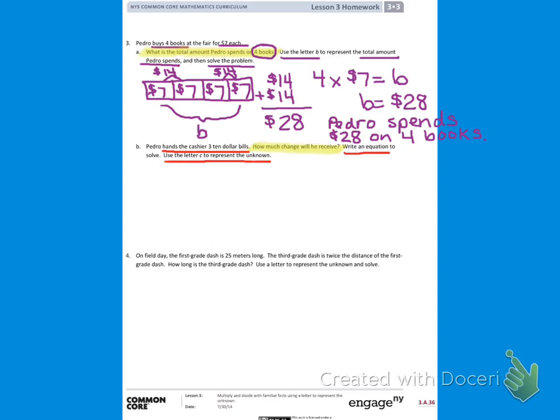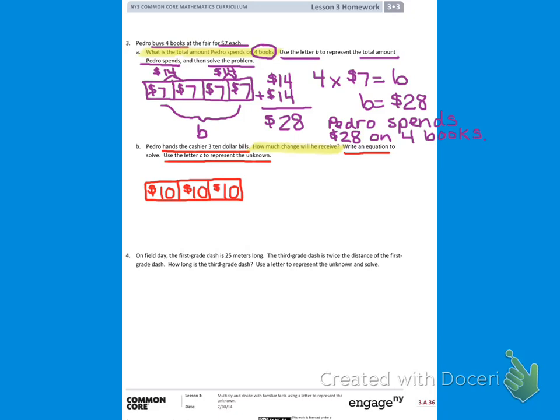Above, we already figured out how much Pedro spent on those 4 books. We figured out that Pedro spent $28. Now it's time for him to pay the cashier. He paid the cashier with 3 $10 bills. So I will draw a tape diagram to show how much he gave the cashier. 3 $10 bills means this tape diagram needs 3 sections. And in each section I'll put $10 because the story tells us Pedro used 3 $10 bills to pay the cashier.